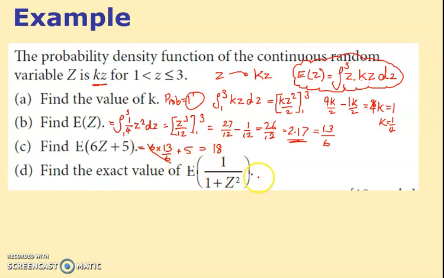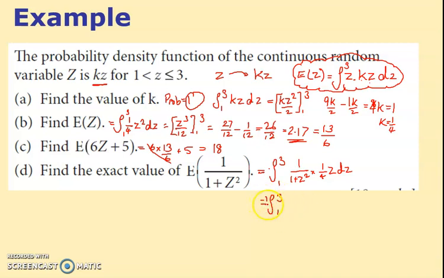And find the exact value of this. Now presumably this is a trick. I actually don't think it's a trick. I think I've just got to do it properly. Thinking about it, I've got to use this kind of approach. I want E of this, so I think it's the integral from 1 to 3 of 1 over 1 plus z squared times a quarter, that's the k, times z. And if I do that, oh, I see, yeah, it makes sense now.